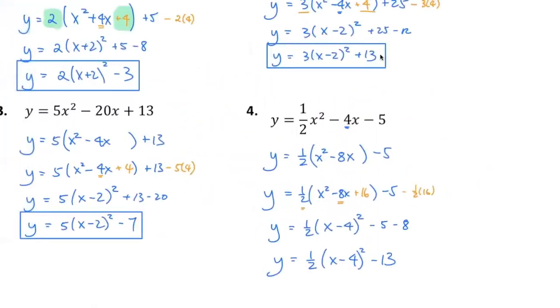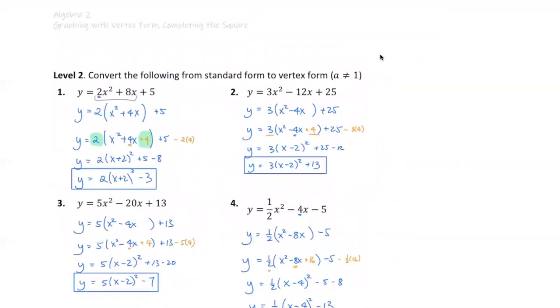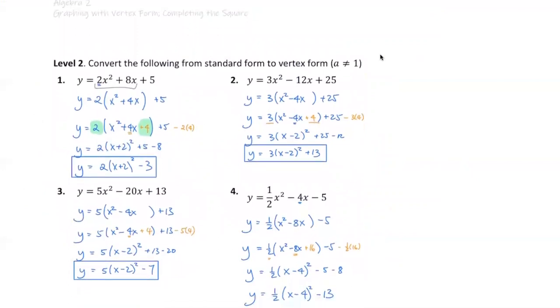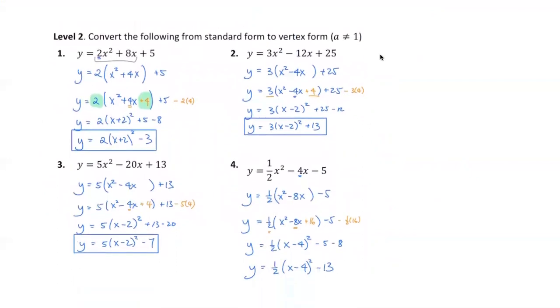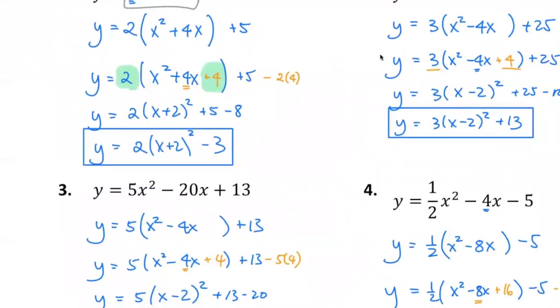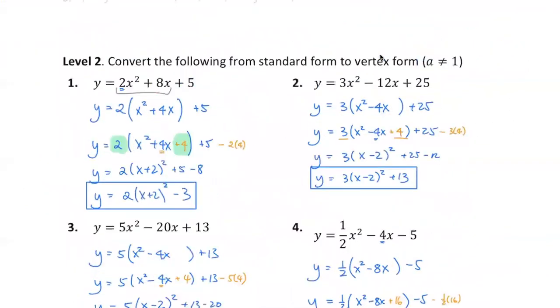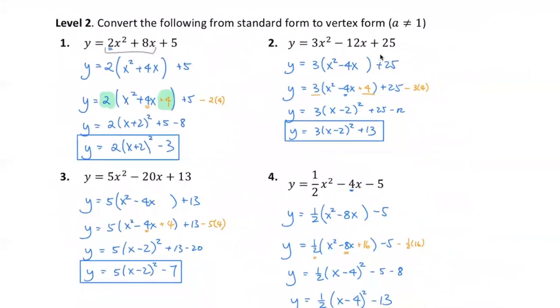Okay, so that's level 2. Level 2 concerns the situations where a is not 1. And again, we are going to factor out the first 2 terms only, and that should do it. Okay, we just do the same thing, but when we do the subtraction at the end, make sure that you also take care of the number that's being factored out sitting in front of the parentheses. Do not neglect that number. That is still playing a role in our completing the square process.